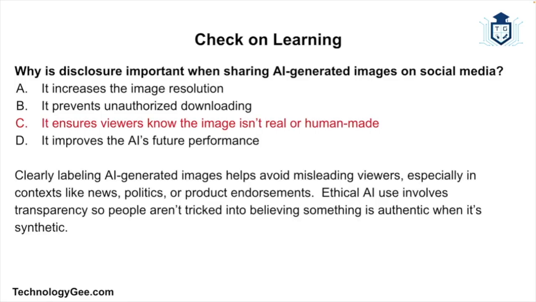And the correct answer is it ensures viewers know the image is not real or human made. So clearly labeling AI generated images helps avoid misleading viewers, especially in contexts like news, politics, or product endorsements. Ethical AI use involves transparency so people aren't tricked into believing something is authentic when it's synthetic.